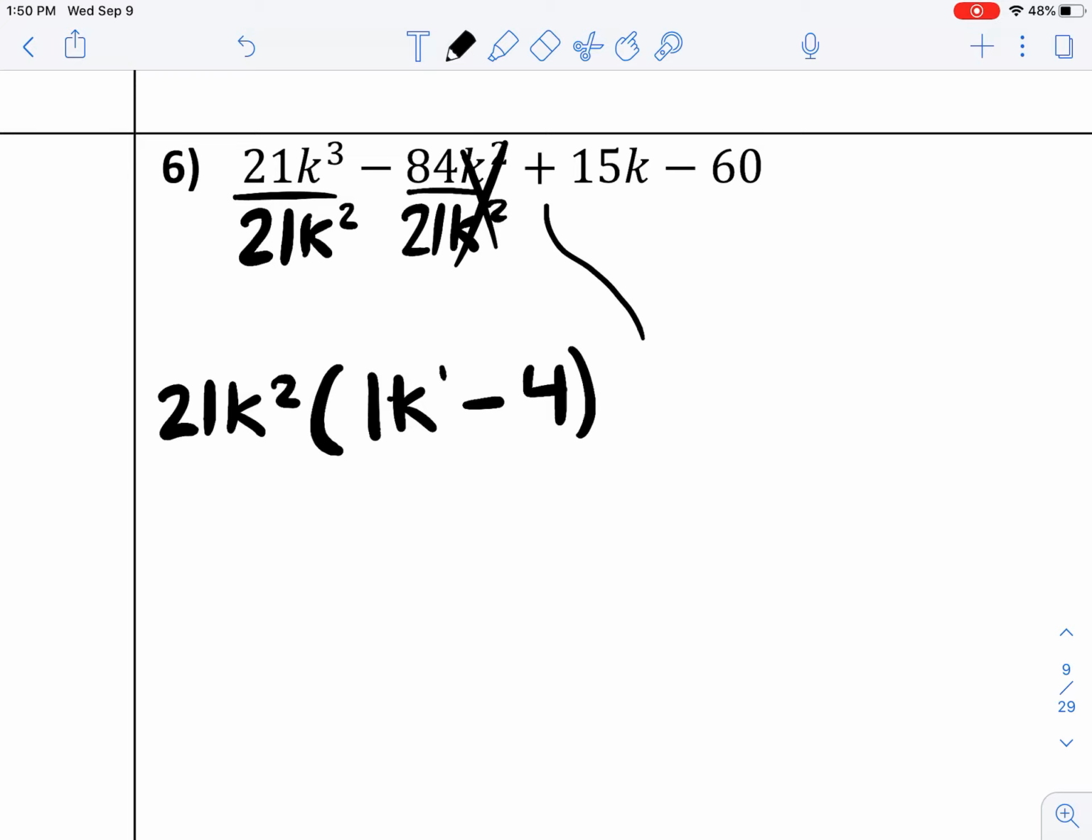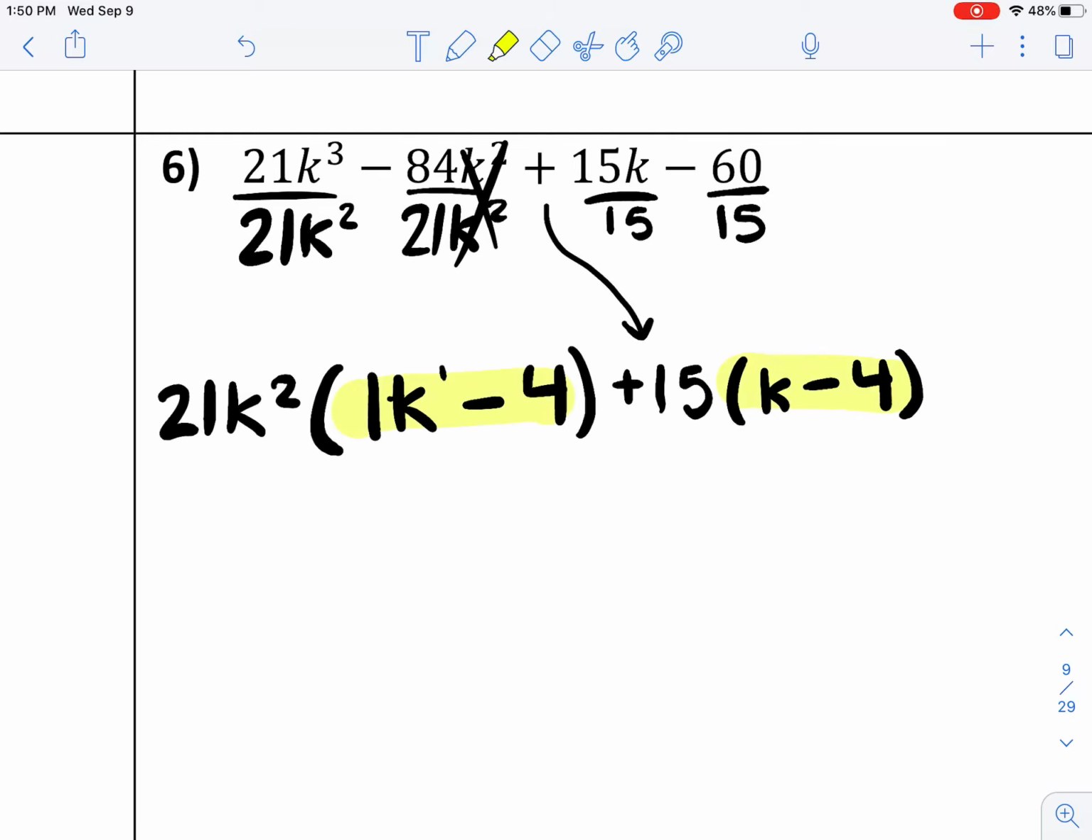Then I bring down my plus sign. So plus the GCF of 15 and 60 is 15. There is no variable in this GCF because the 60 does not have a variable. So it's just a 15 I'm dividing by, giving me k minus 4.